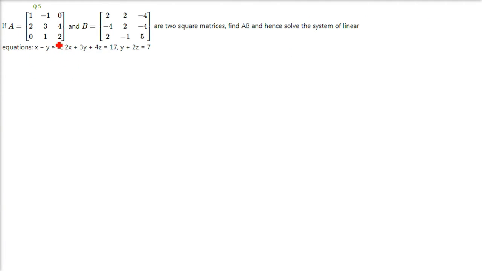Now next one, A and B. These are two square matrices. So first we have to find out AB, and using the solution of this AB, we have to solve this linear equation. But if you observe these equations very closely, you'll see x minus y equals 3, 2x plus 3y plus 4z equals 17, and y plus 2z equals 7.